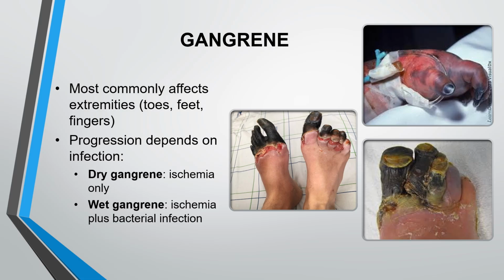These images drive home why gangrene is often discussed clinically before it's ever discussed microscopically. Again, we're talking about extremities, where blood supply is already more fragile. Once ischemia sets in, tissue dies, and then bacteria may take advantage of that dead tissue. You'll notice that progression depends on whether infection is present. Dry gangrene equals ischemia alone, and wet gangrene is ischemia plus bacteria.